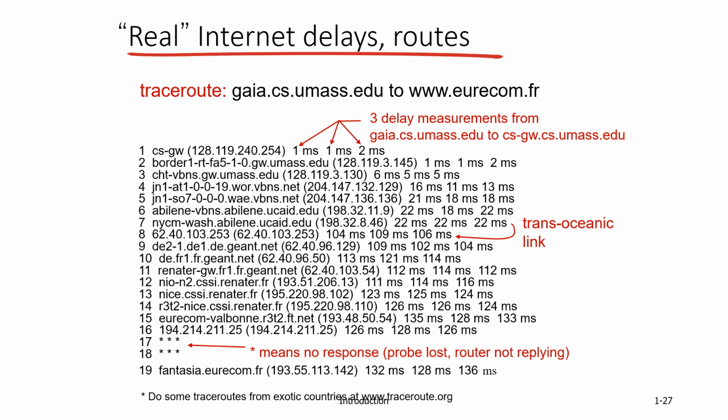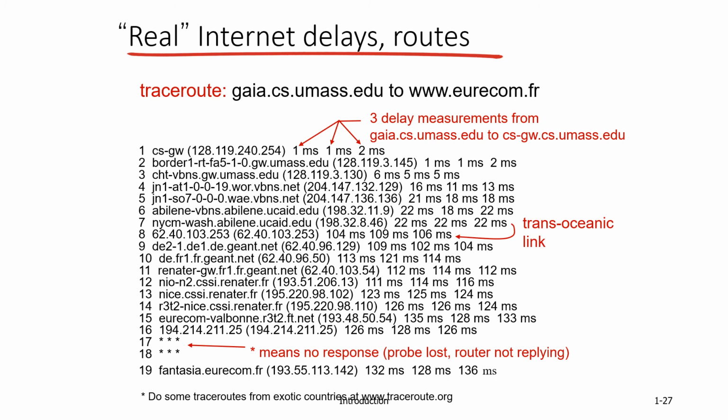Where were we pinging from? We were pinging from the US, which is your computer science department at University of Massachusetts, to a French server, the Eurecom server. So up until hop number 7, where you hit the gateway of the New York City metropolitan area, the delay was on the order of tens of milliseconds. Suddenly at number 8, once you crossed the Atlantic, the actual delay increased to hundreds of milliseconds.